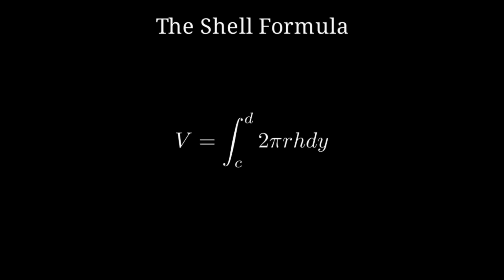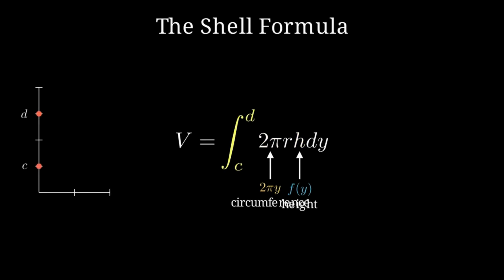The volume of a single thin shell is its surface area multiplied by its thickness. This gives us the formula, volume equals the integral from c to d of 2 pi times the radius times the height, with respect to y. Because we are rotating around a horizontal axis, our integration must always be performed along the y-axis.